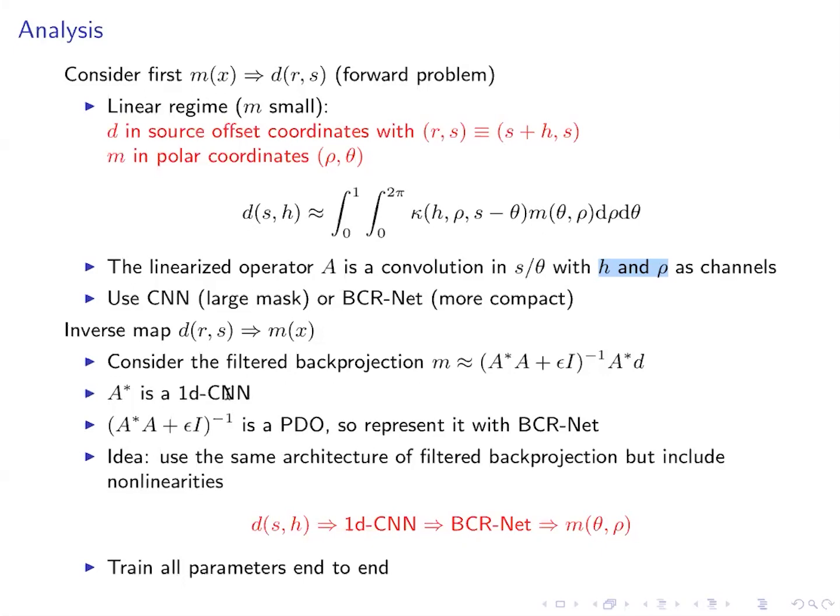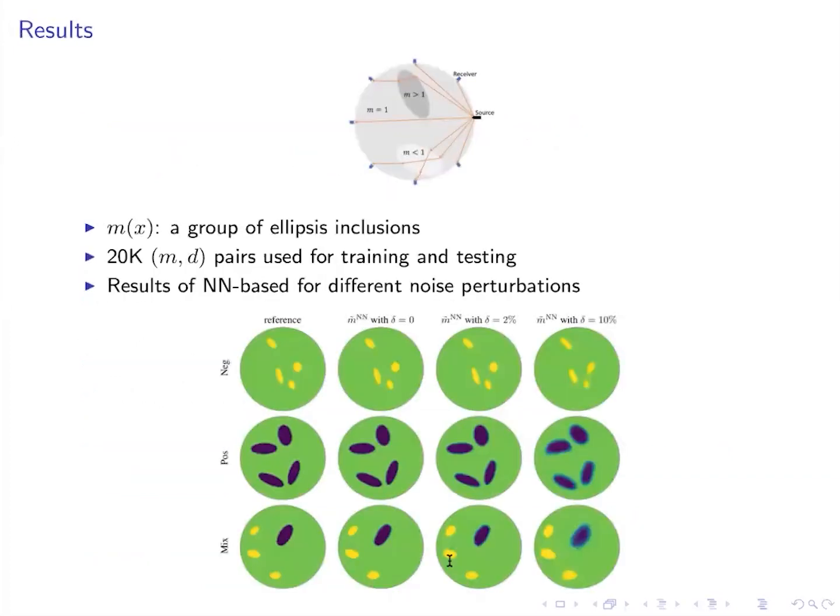We're going to use a 1D CNN also for A star, and we're going to use the BCR for the inverse of the normal operator. When we put everything together, we get a neural net architecture. And once we have the architecture, we just train it. Now here, let me show you some results.